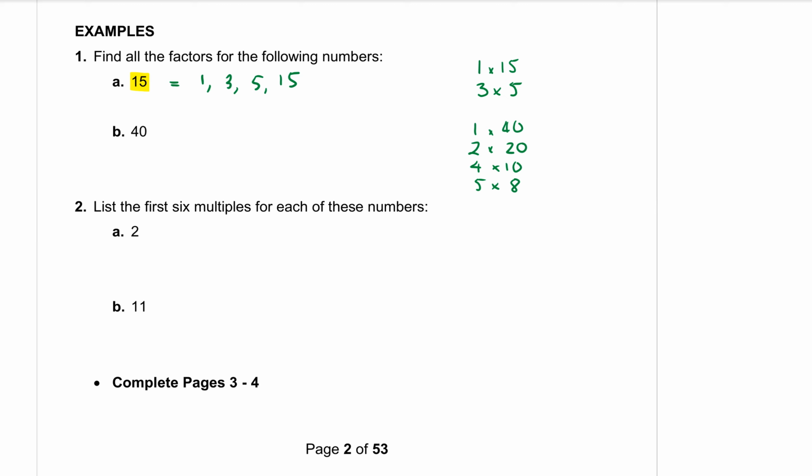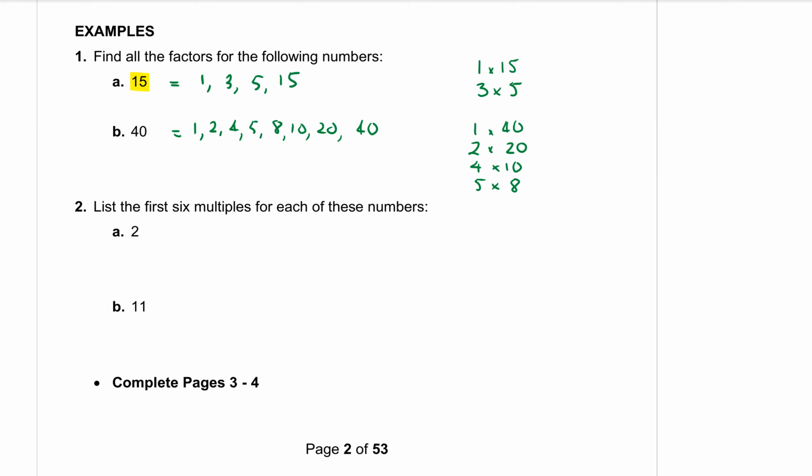To put them in ascending order, we go down this side, 1, 2, 4, 5, and then back up this side, 8, 10, 20, 40. So write those down: 1, 2, 4, 5, 8, 10, 20, and 40. So they are factors, the things that we can divide by.